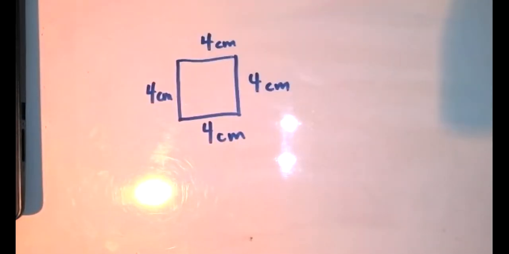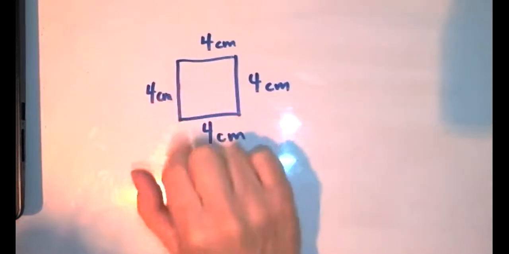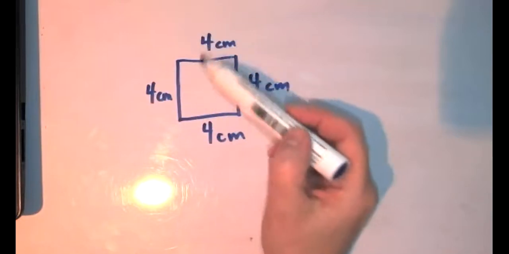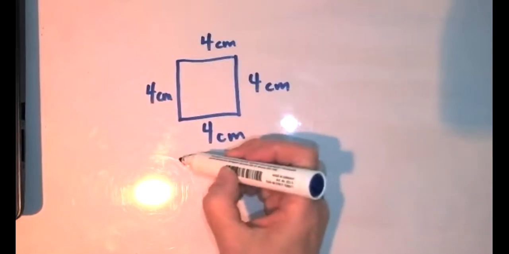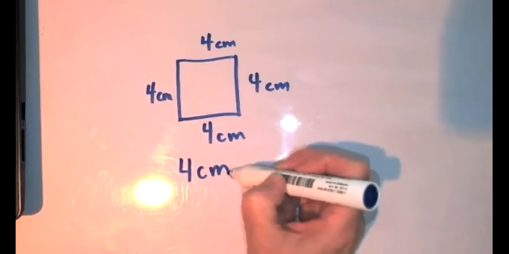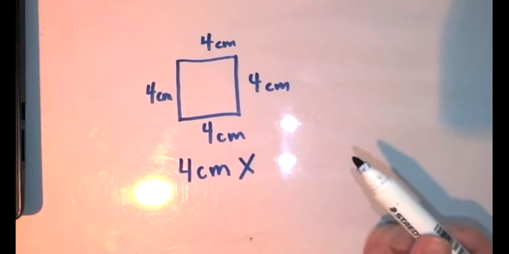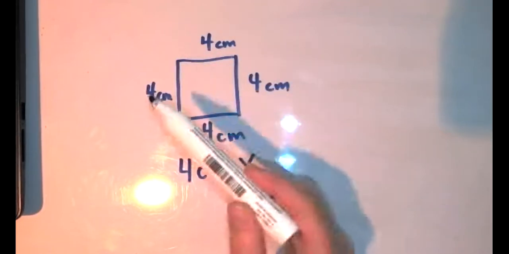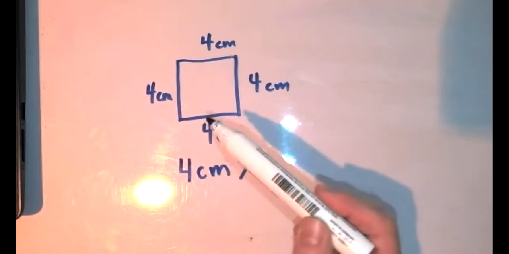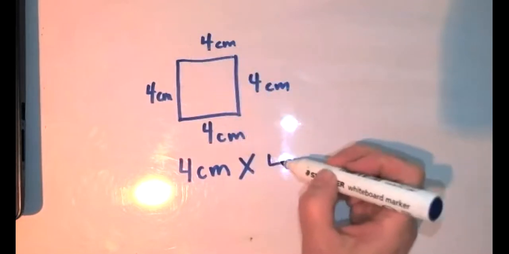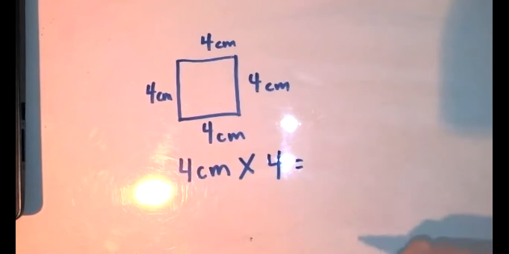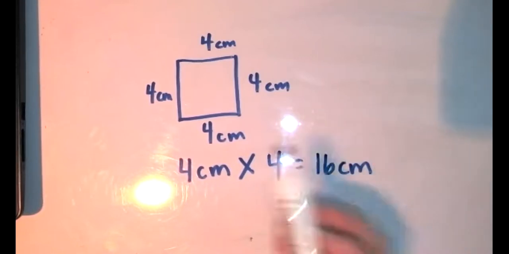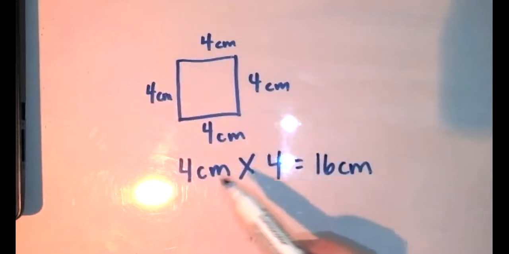Okay, so now in this one, this is a different shape. This is a square. All the sides are the same. They're all 4 centimeters. And I'm going to use multiplication. I don't have to use addition this time because they're all the same measurement. So it's 4 centimeters times 1, 2, 3, 4 sides. 4 times 4, 16 centimeters. So when it's a square, I don't have to do any addition.